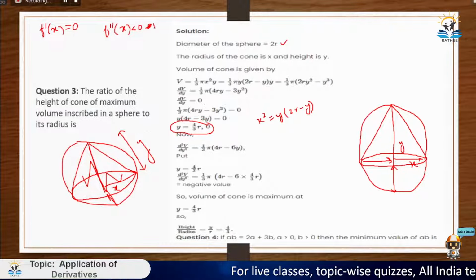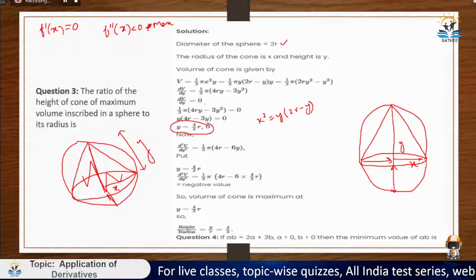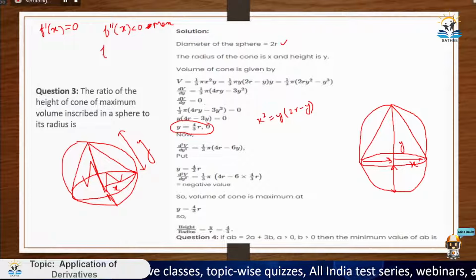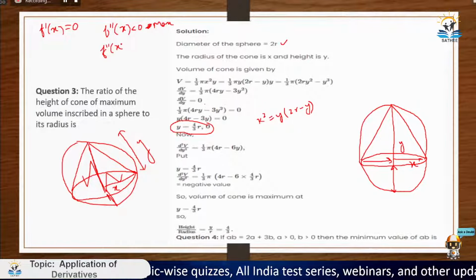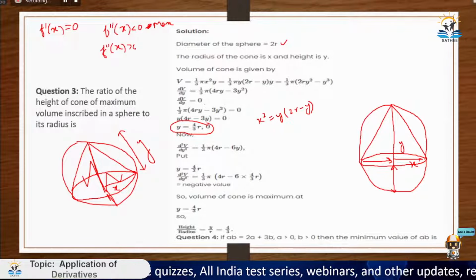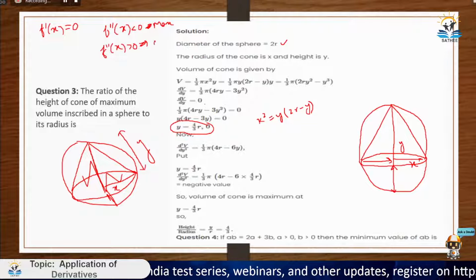Then please remember it, this is slightly inverse. That means if my f double dash x is coming negative, then I can say that this is the point of maxima. And if my f double dash x is coming to be greater than 0, then I can say that it is a point of minima. So basically here it is opposite. For maxima it is less than 0 and for minima it is greater than 0.